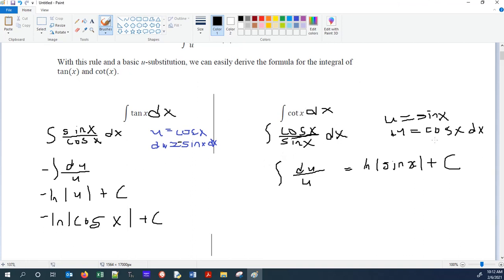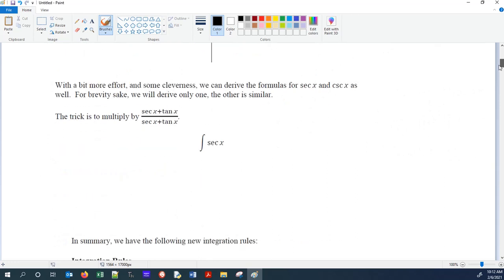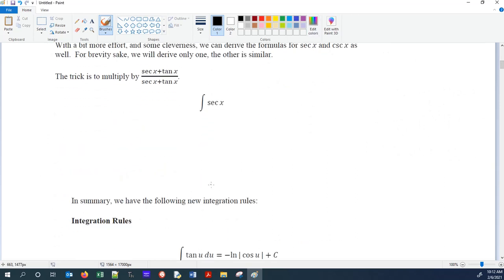We know that if we just called this u instead of x, we'd get a formula in terms of u, which we like. Now, with a bit more cleverness, we can actually derive the formulas for secant and cosecant as well. Just to keep this somewhat short, I'm going to just derive the formula for the integral of secant.